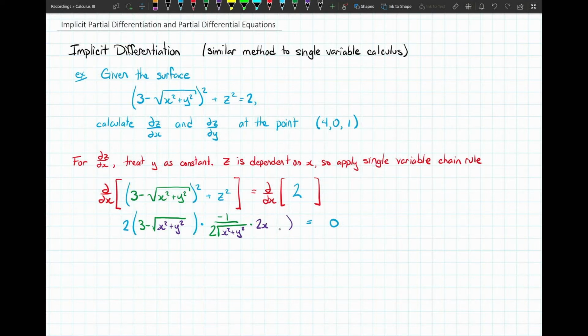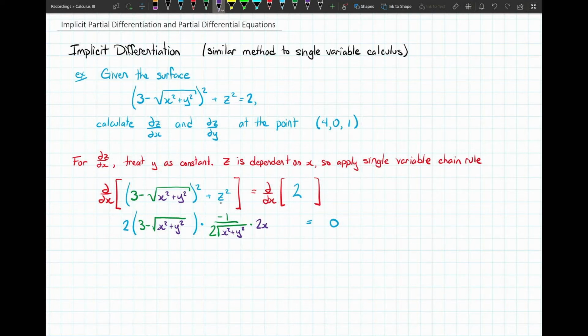We could just leave that as 2x. So there's a double chain rule. We have a green expression inside of the blue parentheses all squared, and we have x squared plus y squared as an expression inside the root. Two chain rules for that first term.